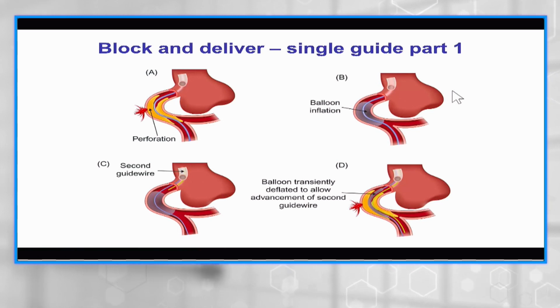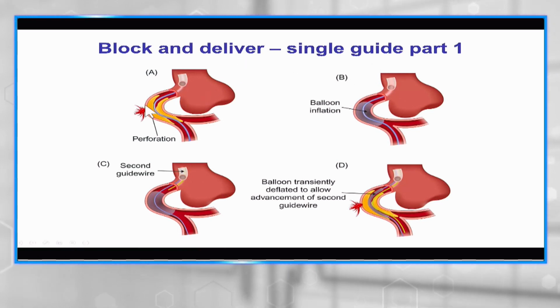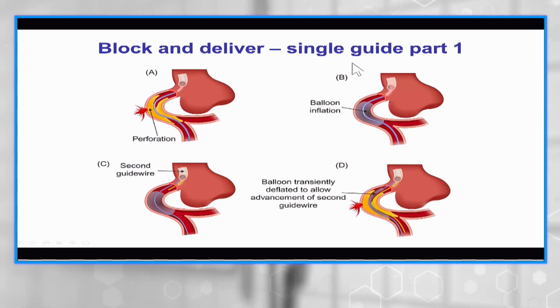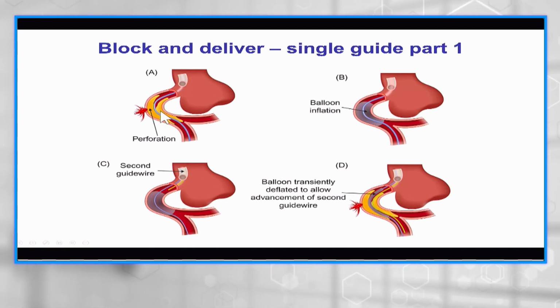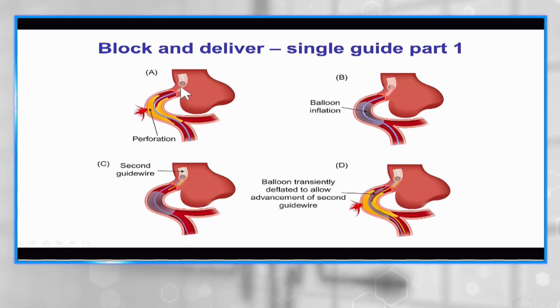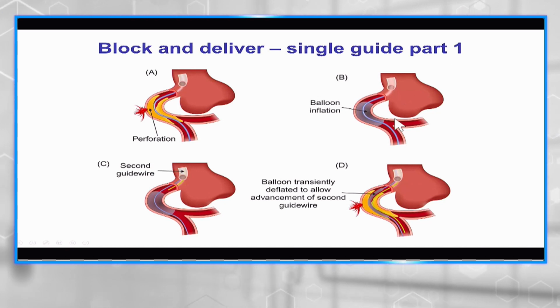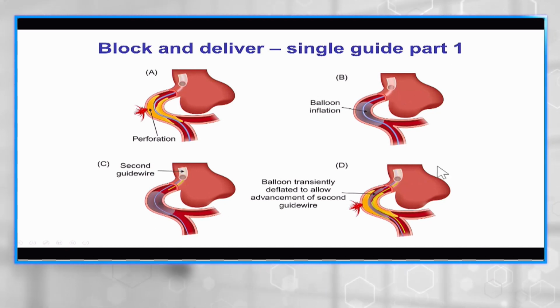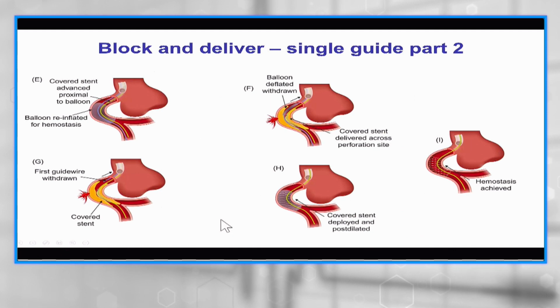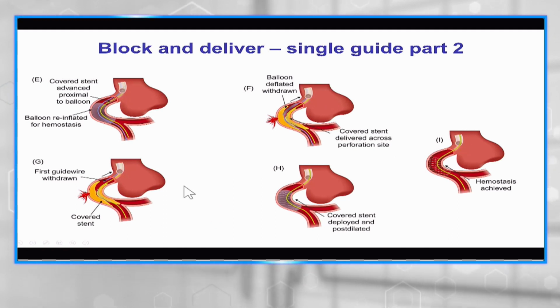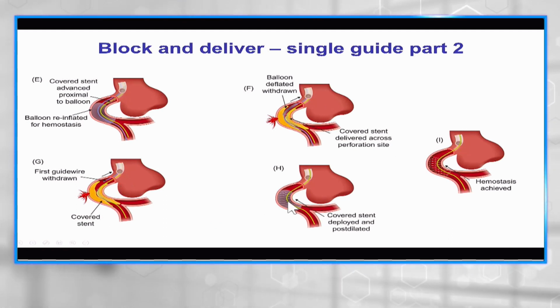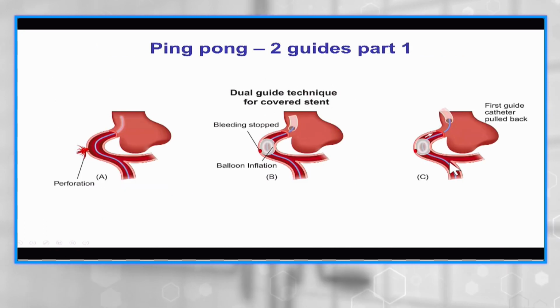How to take care of perforation? When we have a large vessel perforation, the treatment can be through a single guide or through 2 guides. If we have a large guide, we can deliver a covered stent and a blocking balloon through the same guide. So insert 1 wire, put a blocking balloon, deflate the balloon for a second and get a second wire down. And then we get a covered stent right proximal to the perforation site, deflate the balloon, get the covered stent quickly in, inflate the covered stent, and that causes hemostasis.